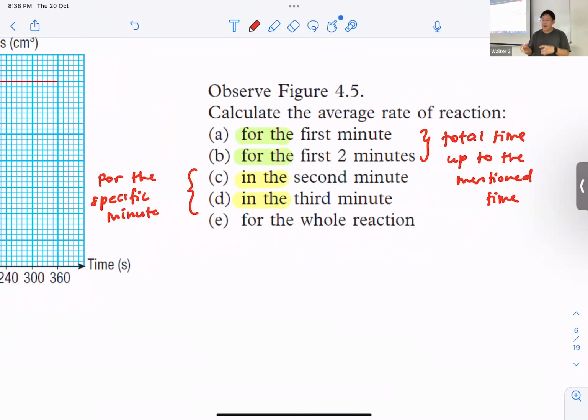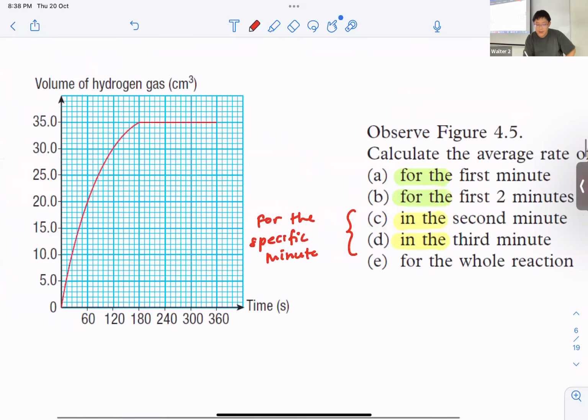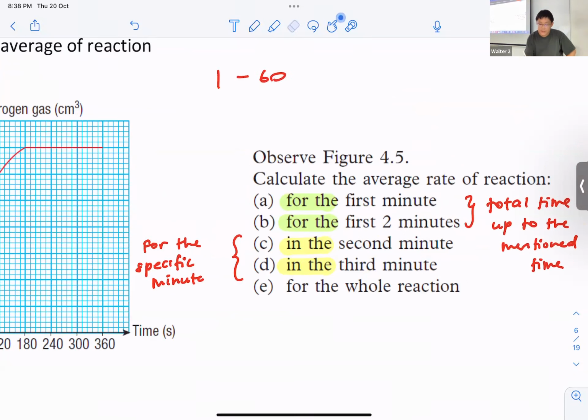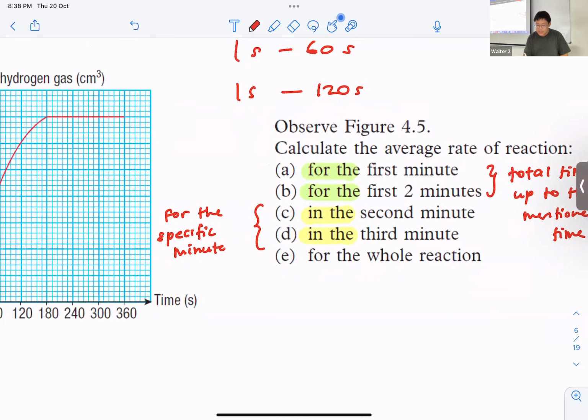Before we start, I'll explain one by one. "For the first minute" means, for example, the first second up to the 60th second. That's the time frame for A. And for B, it will be the first second up to the 120th second. You understand? And for the "in the" part, "in the second minute" means it is actually 61 to 120.